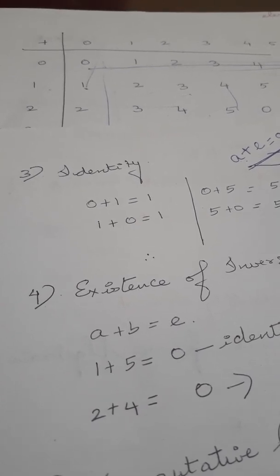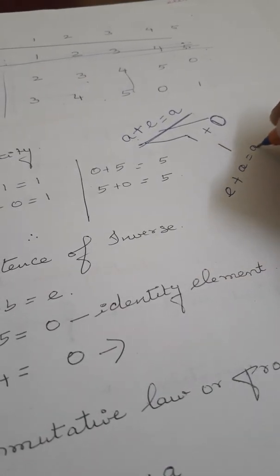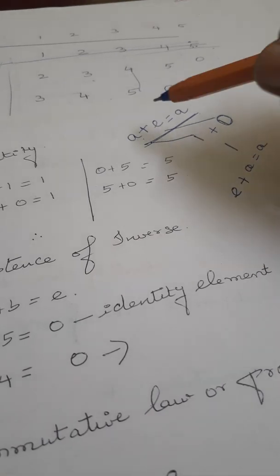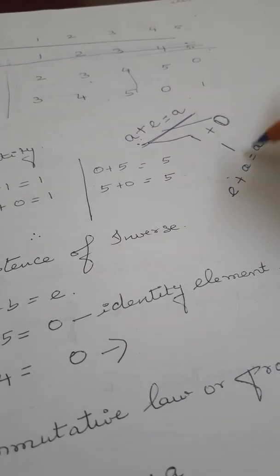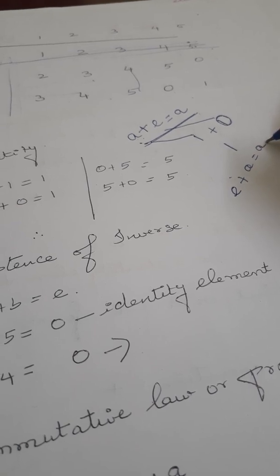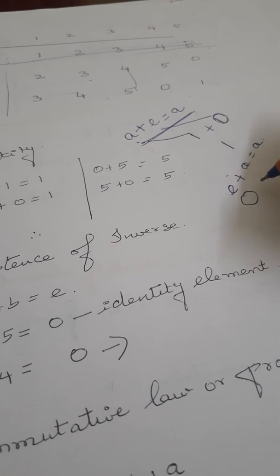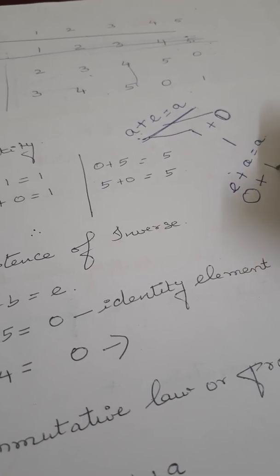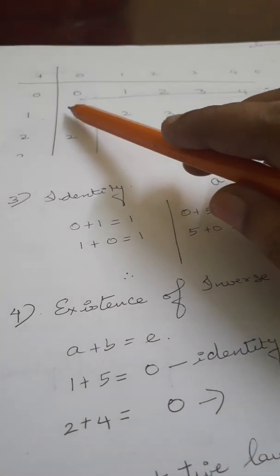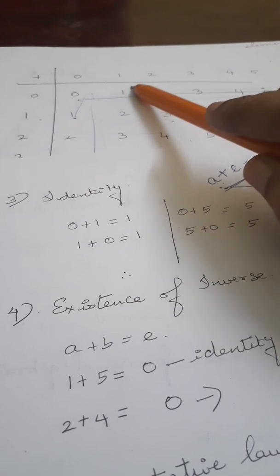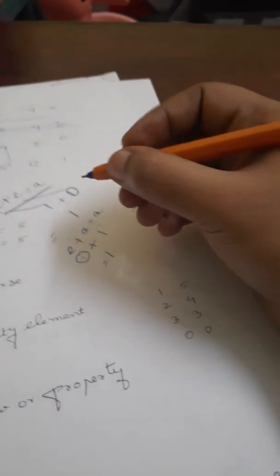So next I am going to take E plus A is equal to A. So it is the identity formula, right? A plus E is equal to A and E plus A is equal to A. So this is the identity formula. So what is the E value? The identity element of the addition operation is 0. Okay. What is the element? 1. Now I have to see the table. 0 plus 1. Okay. So 0 plus 1 is what? 1. 0 plus 1 is equal to 1.